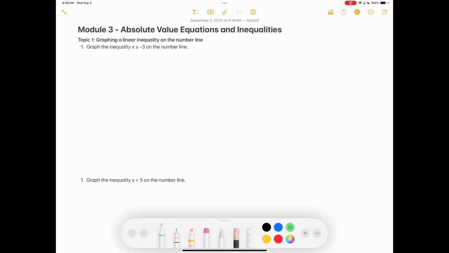So absolute value equations and inequalities. It starts really, really easy. We'll move into maybe something different that you've seen before. I don't know. We'll see.